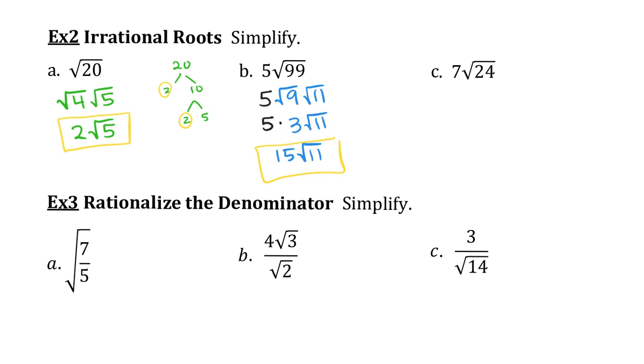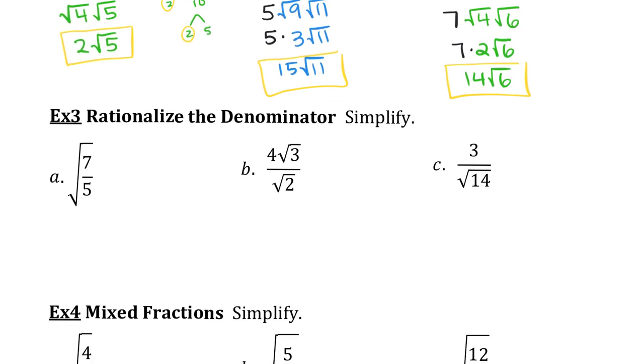Okay, let's do one more. 7 times root 24. And if you can do the square root of 24 in your head, simplified, I'm fine with that. It's 2 square root 6. What is that? 7 times the square root of 4 is 2 root 6, which gives me 14 square root 6.